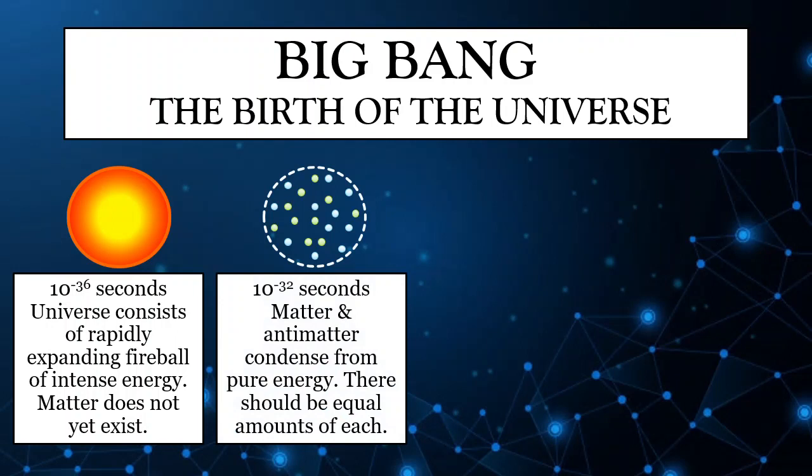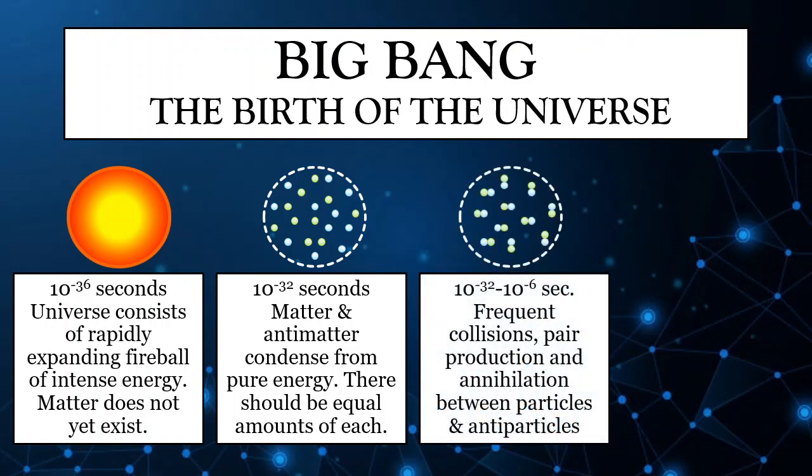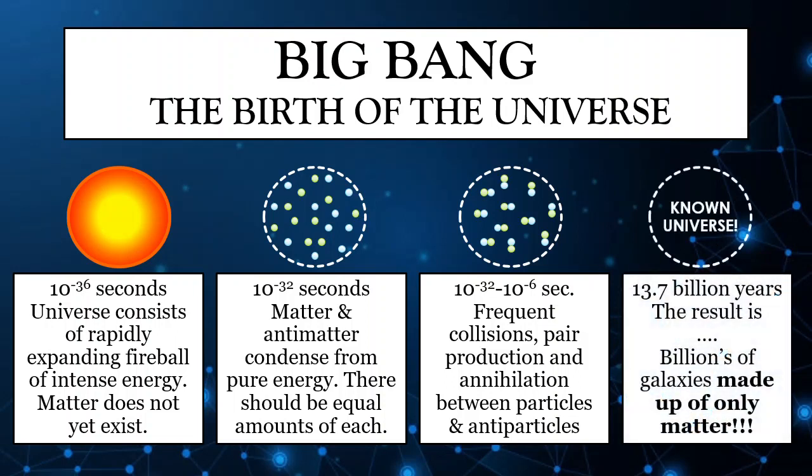After 10^-32 seconds of the Big Bang, matter and antimatter condensed from pure energy. There should be equal amounts of each, according to Einstein's equation. In the interval of 10^-32 to 10^-6 seconds, frequent collisions, pair production, and annihilation between particles and antiparticles took place. And 13.7 billion years after the Big Bang, the result is the known universe, where billions of galaxies made up of only matter exist. Strange.